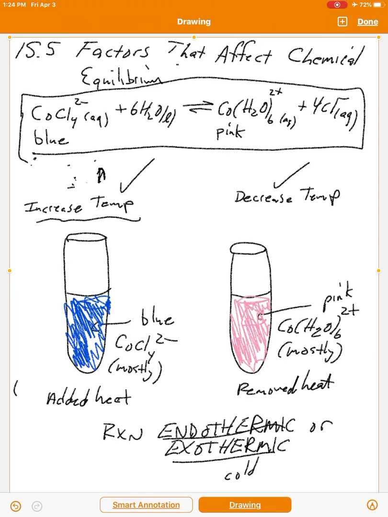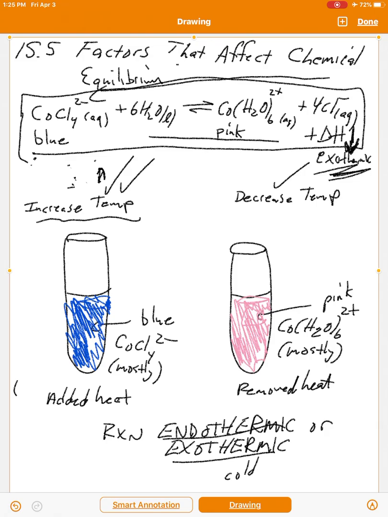So let's try the opposite. Suppose the delta H is on the product side. We call that exothermic. Heat is released in the reaction, so it's a product. If it's exothermic, then increasing the amount of a product should drive the reaction in the opposite direction, and it should turn blue. Well, that is what happened. Increasing the temperature turned it blue. What if you remove some of the heat? You cool it, you put it in the refrigerator. That's decreasing the amount of this, so the reaction should try to replace it and go back this way. It should turn pink, and that's exactly what happened.